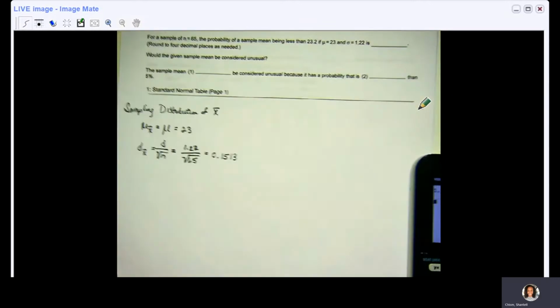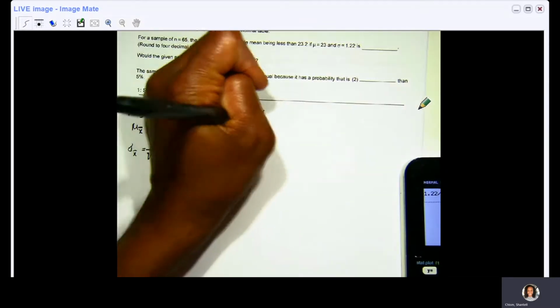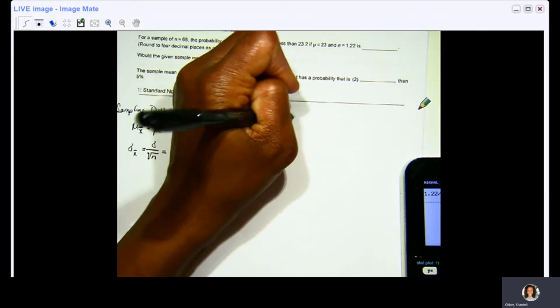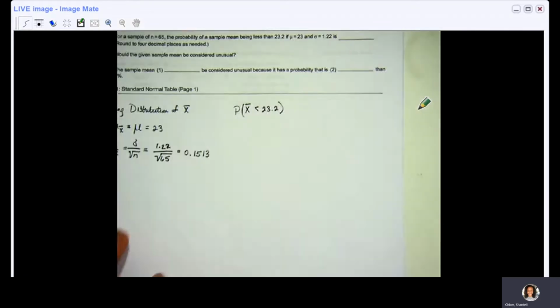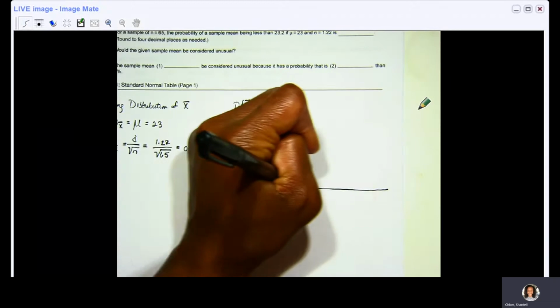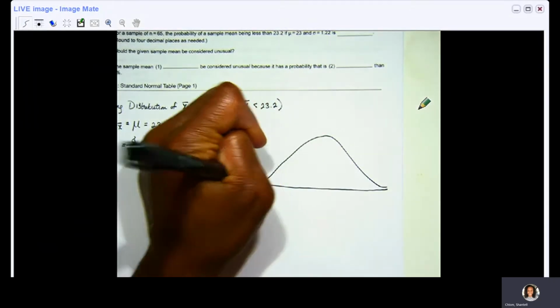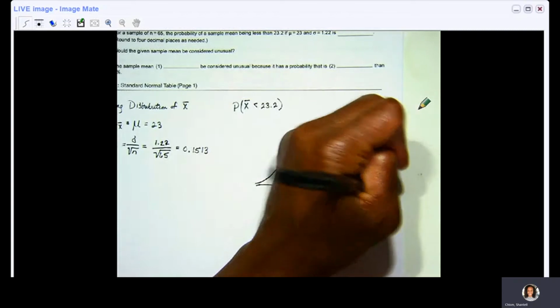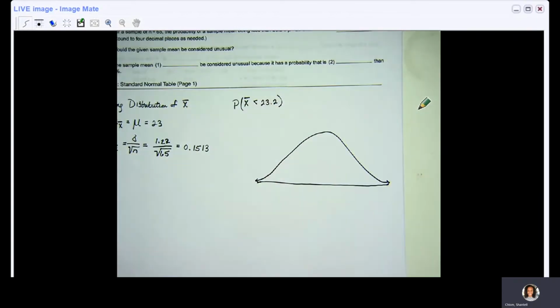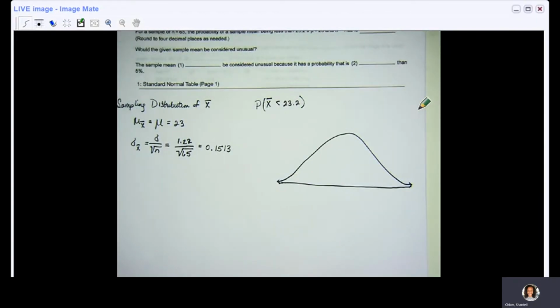All right, now let's calculate this probability. I'm going to rewrite the probability statement: the probability that X bar is less than 23.2. That's what I want to find. I'm going to draw my bell-shaped curve, because anytime I'm looking for a probability for a normal distribution, that drawing helps me, especially when using the calculator, to identify the region I'm trying to calculate. Remember, you need your lower bound and your upper bound.